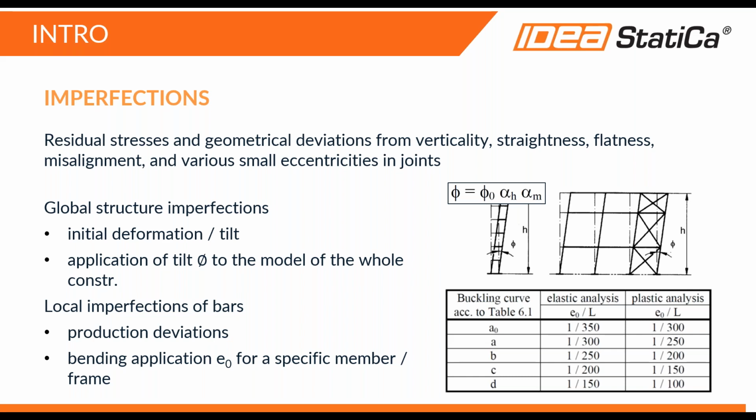And then you have local imperfections, and those are imperfections of each of the members, or bars, of beams, columns, and those are the production deviations and so on. And those are represented by a factor or parameter e0 in millimeters, and that's basically a value describing how big the imperfection is for the specific member.